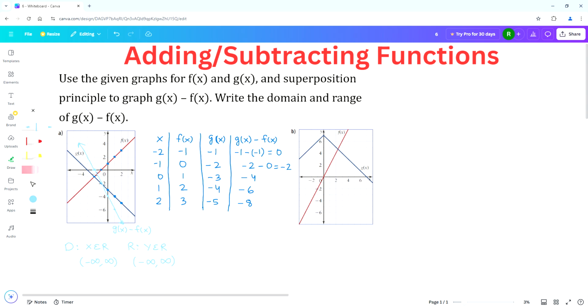We are done with Part A. Now we can analyze Part B. In Part B, function f(x) is represented by the red line. Function g(x) is made up of two straight lines that meet at the y-axis at y equals 7. In order to use the superposition principle to graph g(x) minus f(x), we should prepare a table of values.